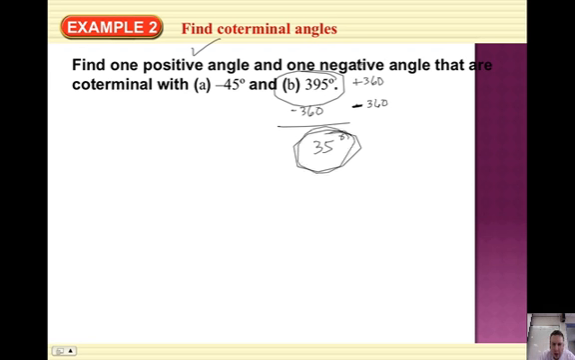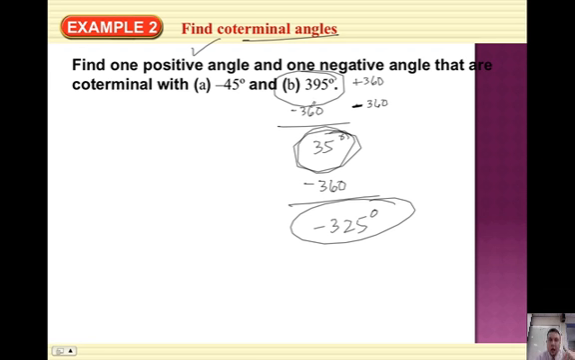Now we need another negative. So I'm just going to take what I have and subtract 360 from this and get negative 325. There's my negative. So for basically coterminal language, you add 360 or subtract, or keep subtracting, or keep adding. If I give you a negative number, you'd have to keep adding 360 until you got a positive one. Right? So that's it for that one.